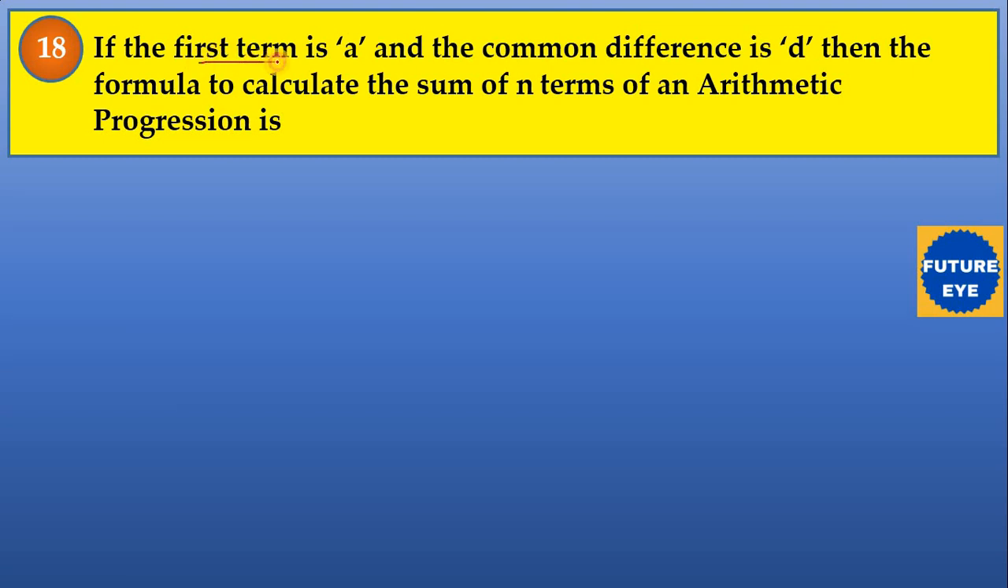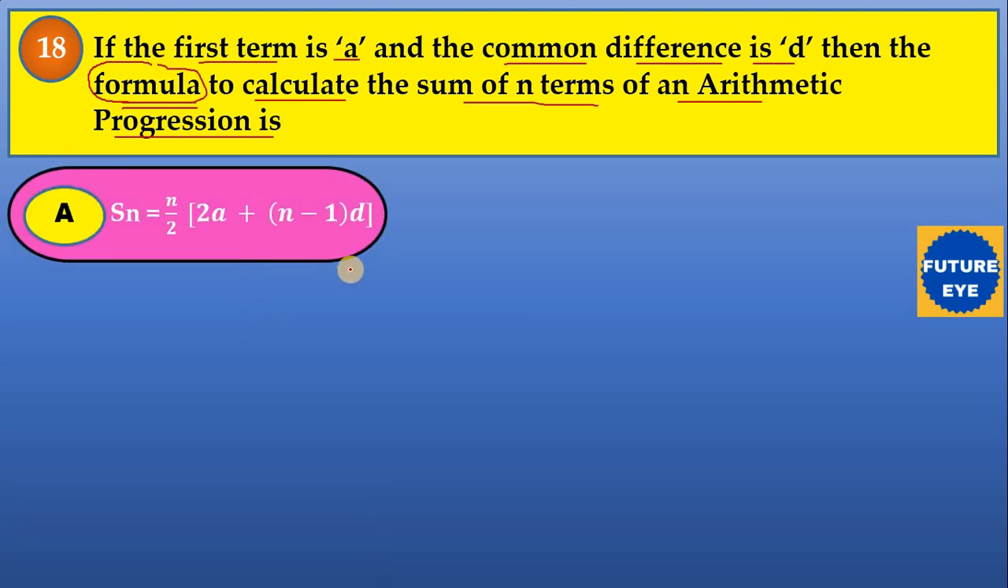If the first term is a and the common difference is d, then the formula to calculate the sum of n terms of an arithmetic progression is. As you are reading this question, they clearly mentioned the formula here, so directly we can answer. Let's see the options. Option A: Sn is equal to n by 2 into 2a plus n minus 1 into d.